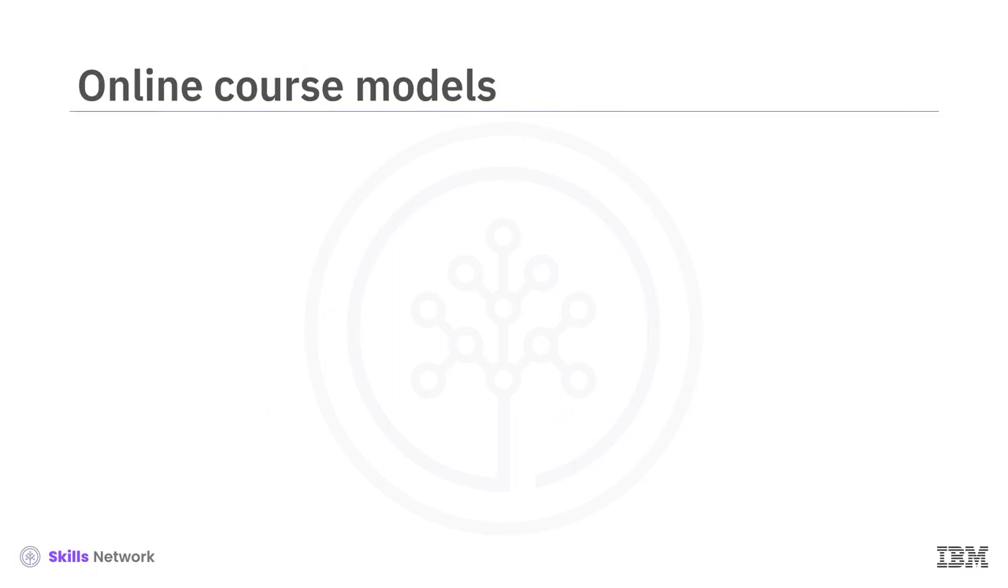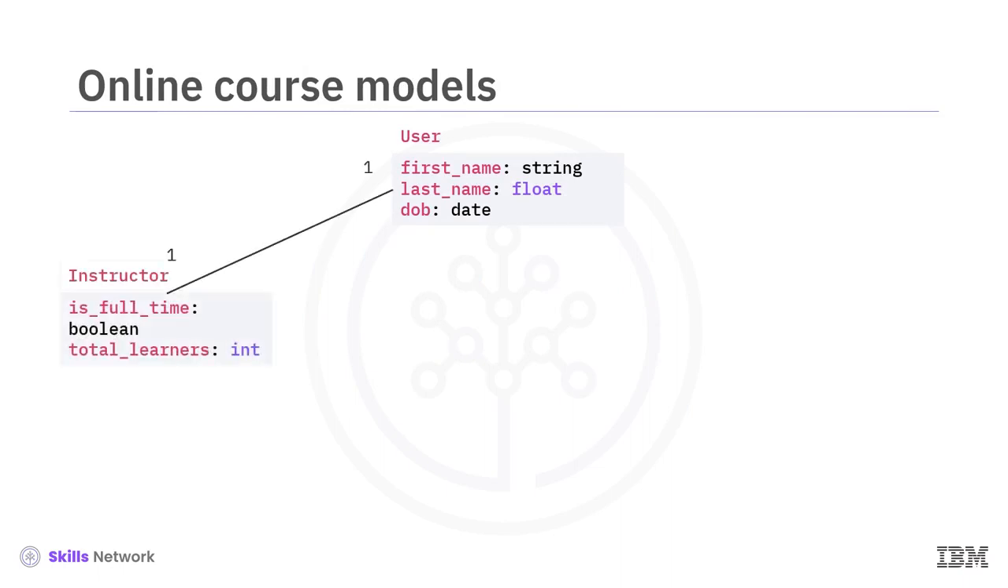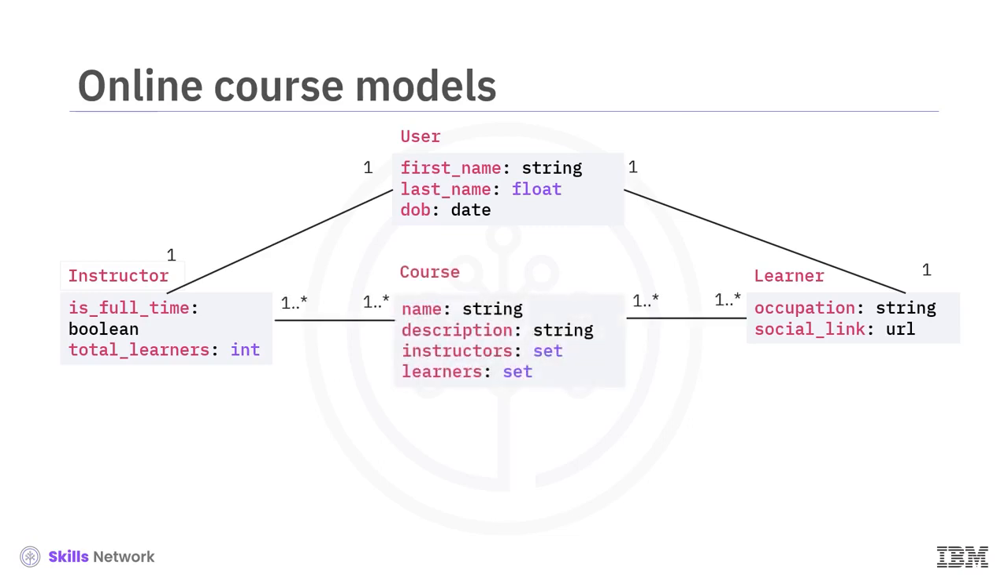Let's review the online course models we will use for our examples. The base user model contains common information about our instructor and learner models. Instructor is inherited from the user model and has fields like is full-time or total number of learners. Learner is also inherited. It has fields like occupation and social link. The course model has many-to-many relationships with both the instructor and learner models. Course model also has many-to-one relationship with the project model.